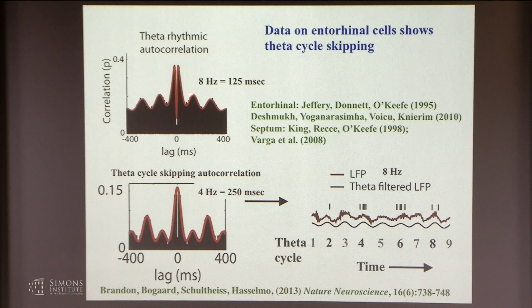If you have a standard autocorrelogram, it has a peak at 125 milliseconds, indicating 8 hertz rhythmicity, but if you get this theta cycle skipping, you have a small peak at 125, and then a larger peak at 250 milliseconds, indicating that on average they're tending to fire every other cycle. And here's an example of that, where the cell is spiking on one cycle, then it's quiet for one theta cycle, then it spikes, and it's quiet, then it spikes. So exactly what Lauren showed to you.